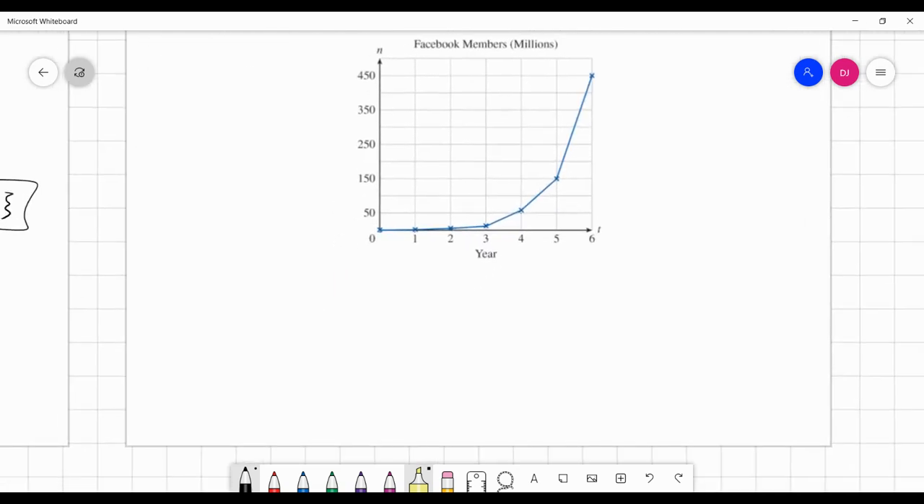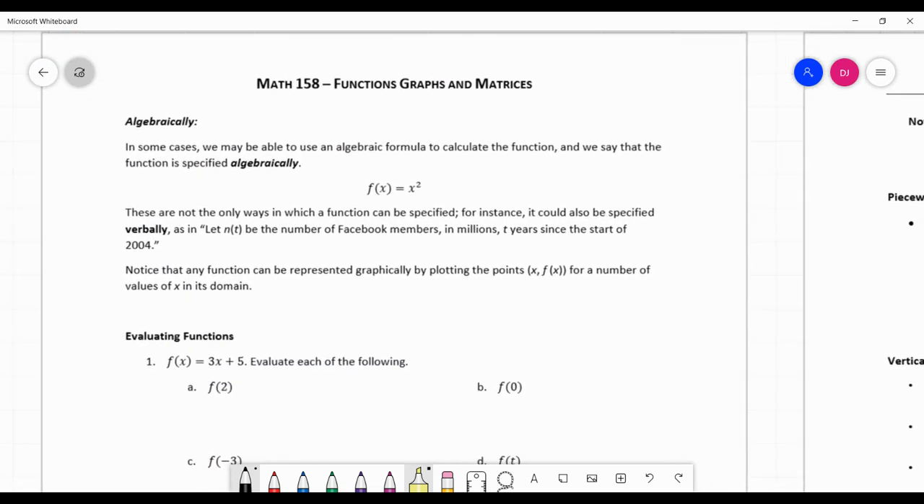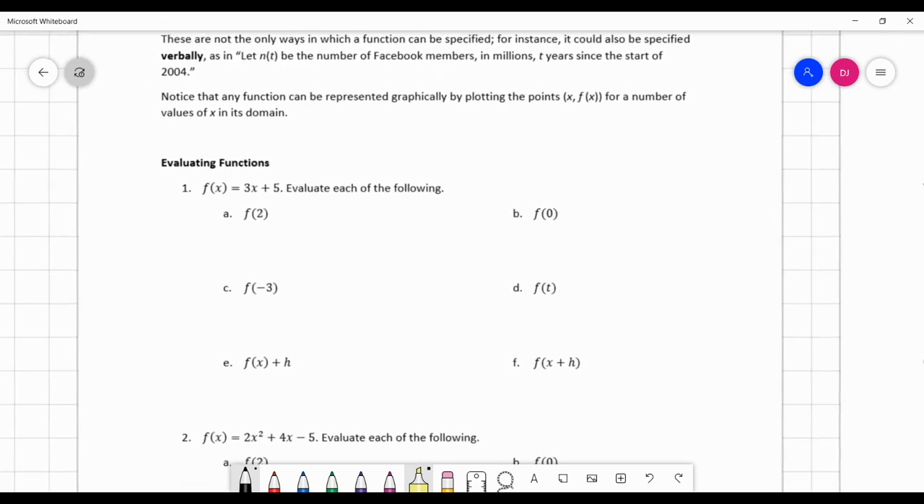Functions can also be expressed algebraically, or in an equation, like f of x equals x squared. So we can express functions numerically in a table, graphically in a graph, and algebraically. In this course, we're going to use much more of the algebraic expression. We're going to use the graphs of the functions to talk about them, but we're also going to work with them algebraically. So at this point, let's look at evaluating functions.